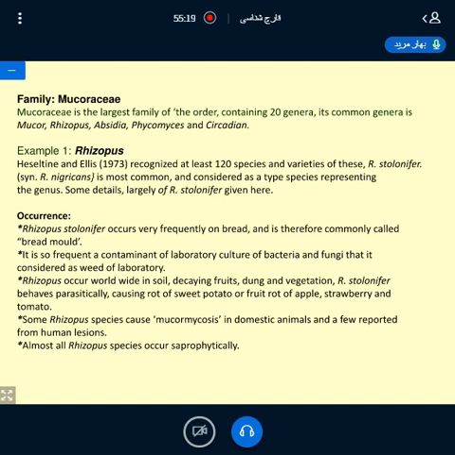Rhizopus behaves parasitically, causing rot of sweet potato or fruit rot of apple, strawberry, and tomato. Some Rhizopus species cause mycosis in domestic animals, and a few are reported from human lesions. Almost all Rhizopus species occur saprophytically. They are not parasites.